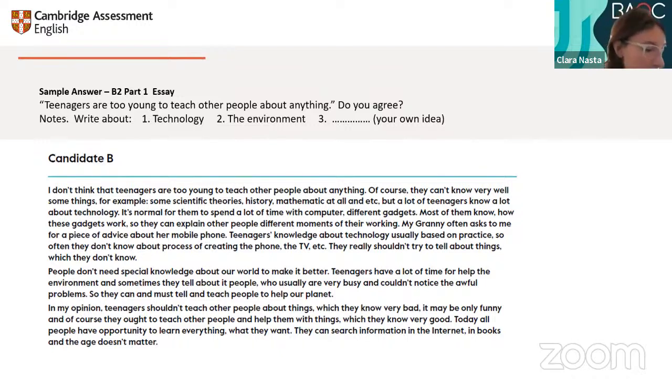Now I see communicative achievement. Let's see that. 3 for communicative achievement. So Laura says content 3, Joaquin says organization 2. Let's have a look at communicative achievement. This is an essay, right?